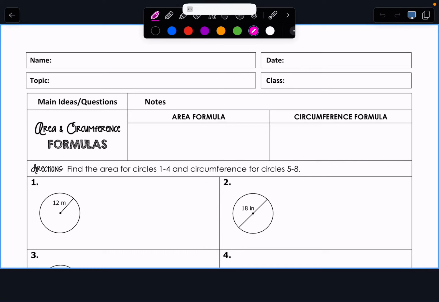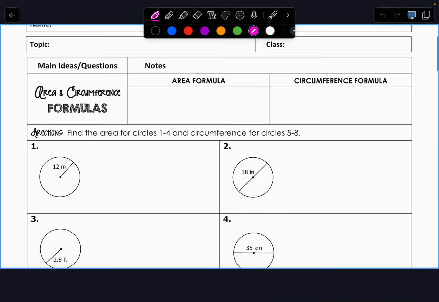Are you turned to page 1? On page 1, it should look like this. Today and tomorrow, we're going to focus on circles specifically.